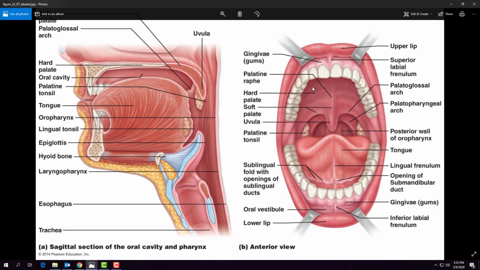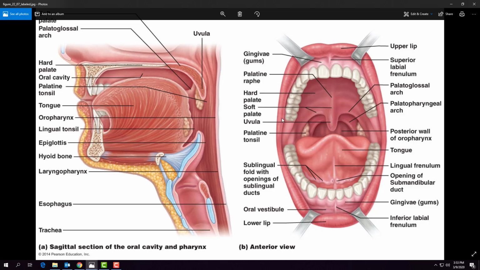Notice that there are ridges on the roof of your mouth. The rugae of the hard palate, and what they're going to do is help as you chew your food and swallow, your tongue pushes against these rugae, and that helps to form the bolus of food that you're going to swallow down into your pharynx and down into the esophagus.